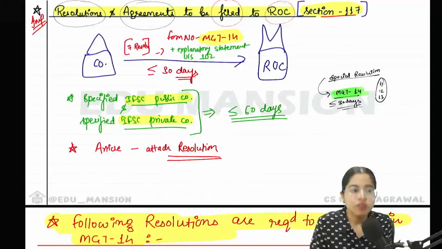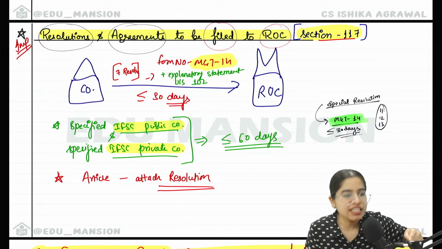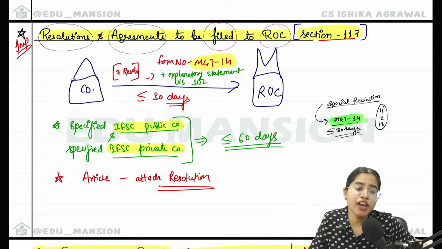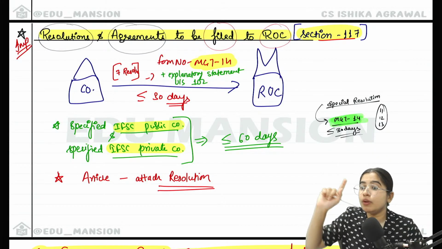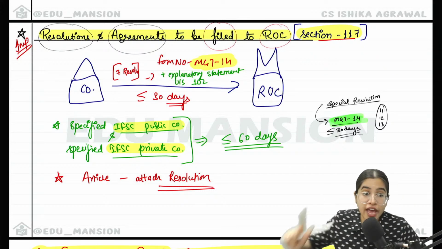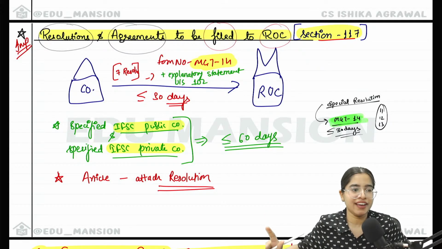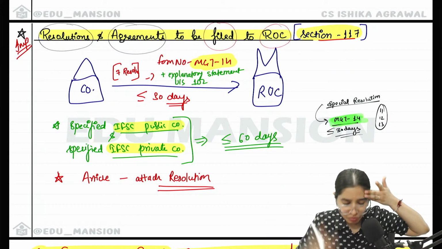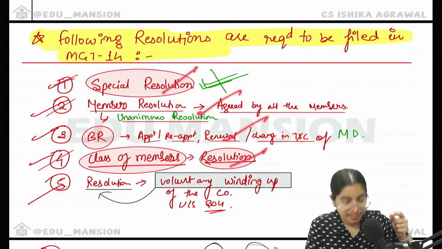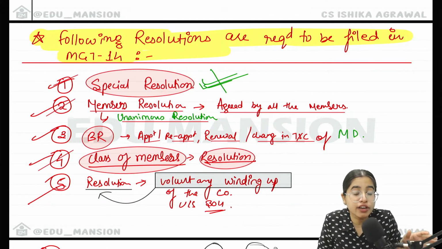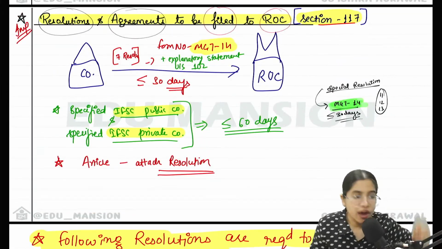Yes, madam, we remember. Where is it written? It is written in section 117. It is written in section 117 that whenever you pass these resolutions, a list is given, then you have to file MGT 14 with the ROC within 30 days. So a list is prescribed, and for all these resolutions, whenever you pass them, you have to file MGT 14 with the ROC within 30 days.